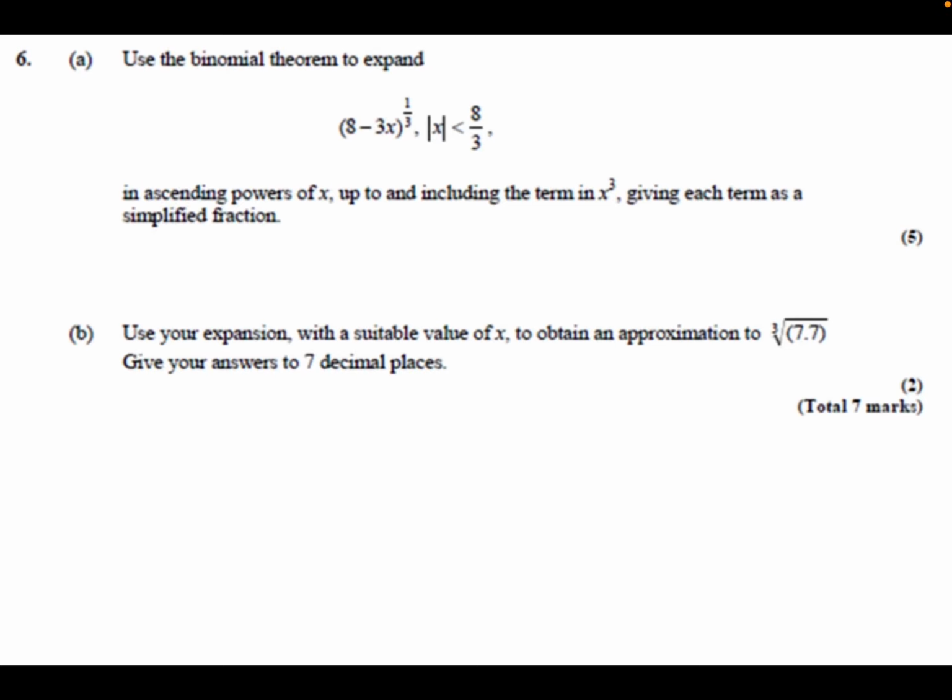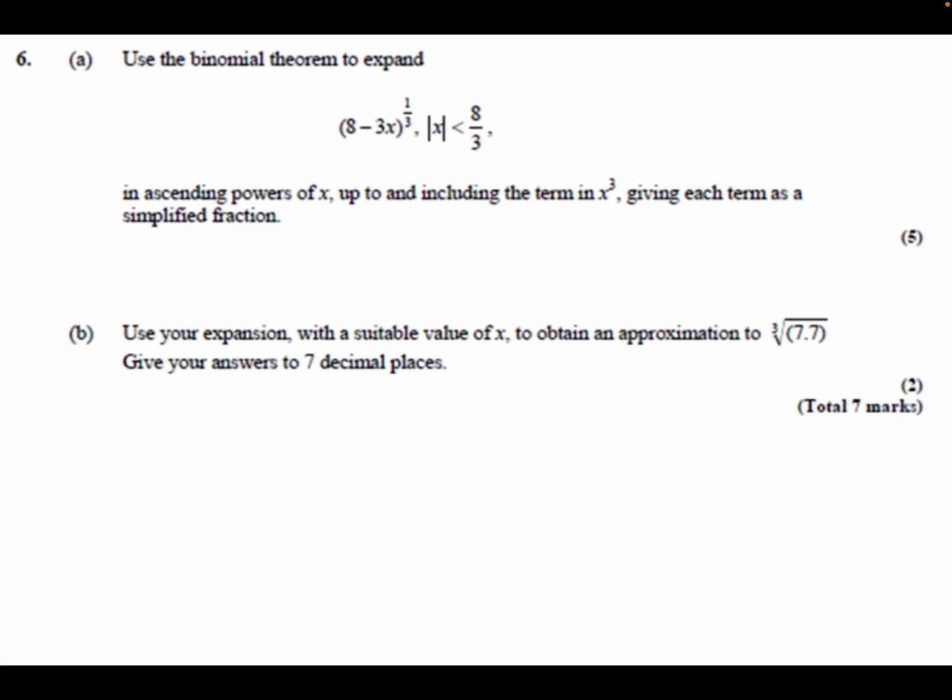Part A. Use the binomial theorem to expand (8 − 3x)^(1/3), where the modulus of x is less than 8/3, in ascending powers of x up to and including the term in x cubed, giving each term as a simplified fraction.